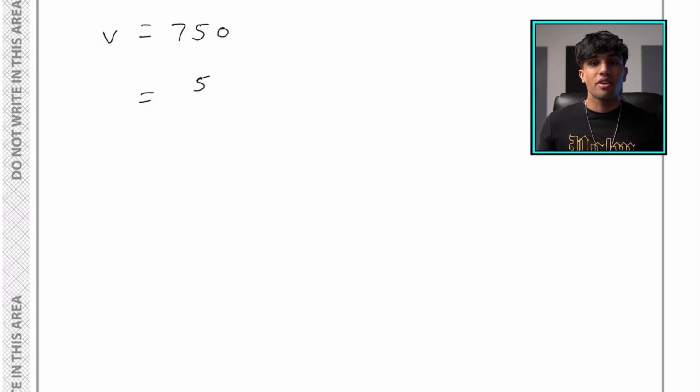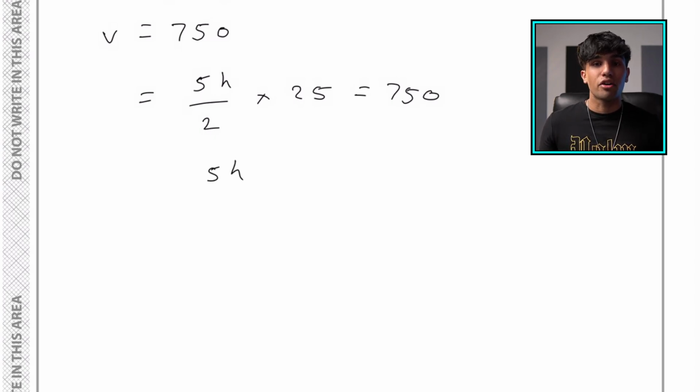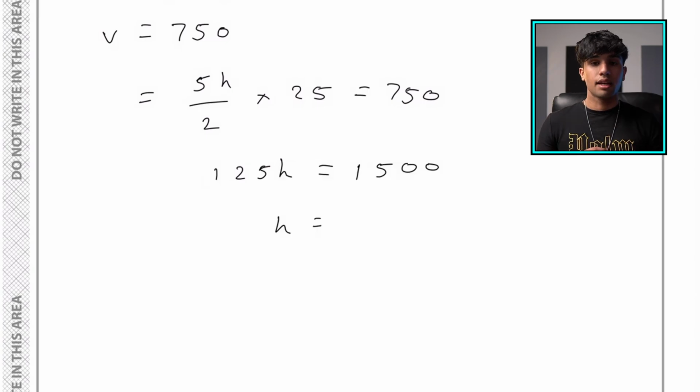For the cross area, being a right angled triangle, we can work out this area by doing h times 5 divided by 2. Now we times by the length, which is 25. All that's left to do now is to rearrange our equation to get the value of h. That leads us to a value of 12 centimeters.